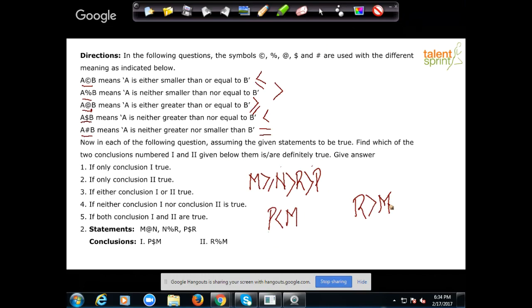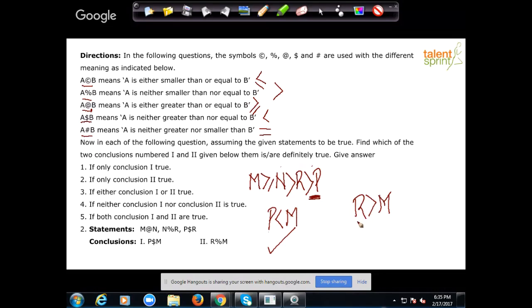Now, if you look at the coded inequality, boys and girls, here you will realize that P is the smallest value. Because P is smaller than R, R is smaller than N, and N is smaller than or equal to M. So if I read it the reverse way, M is greater than or equal to N, N is greater than R, and R is greater than P, which means that P is the smallest. Therefore, conclusion 1 holds true. Now let's look at the second one.